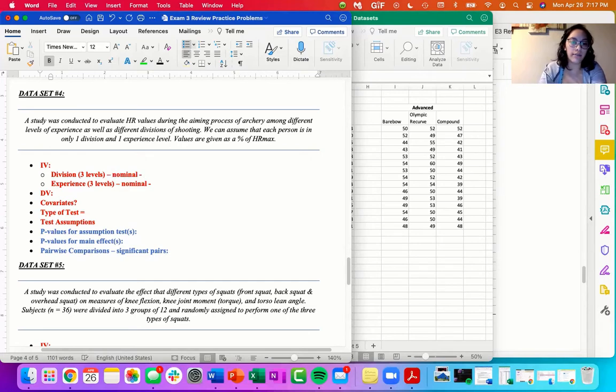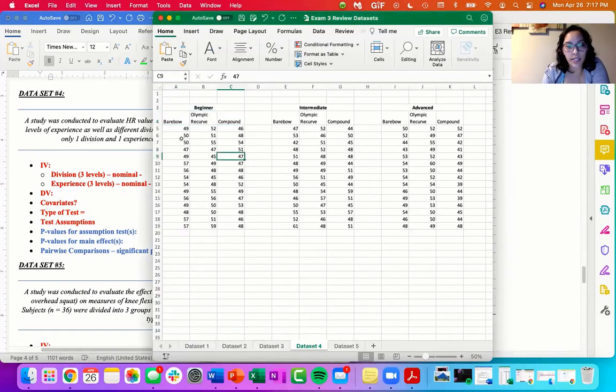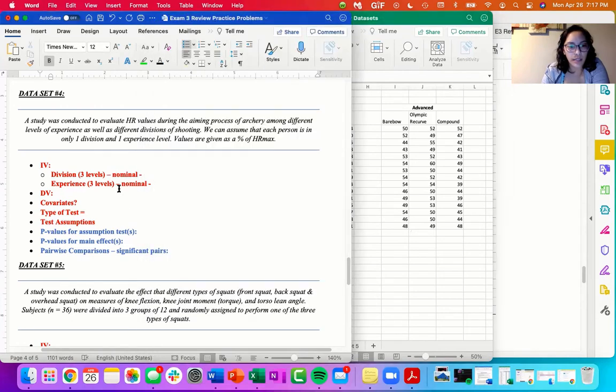Is it a between or within subject factor? They are both between. Because we can assume everybody's in one division and one experience level. Okay, I was like, did you suck today? No, we did not. We got it right. This is the self-talk that I put myself through on a regular basis, you guys. So it's a good time.